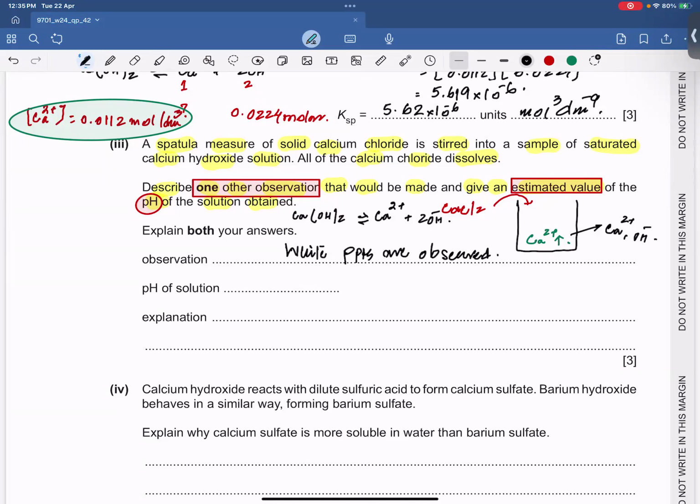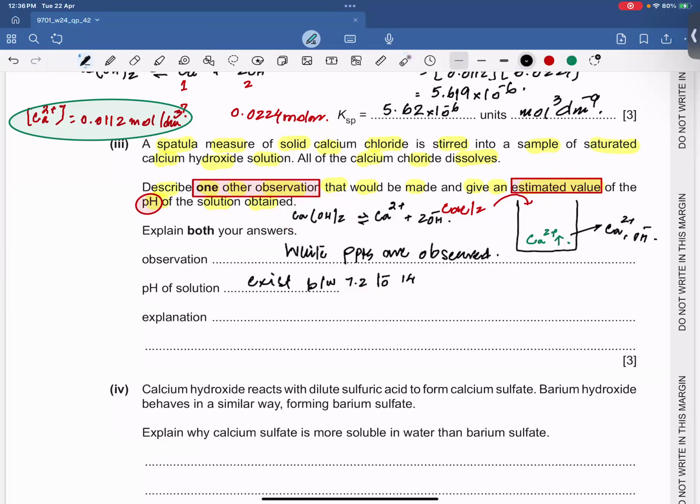pH of solution. Since this solution has calcium chloride and calcium hydroxide both, that means pH exists between 7.2 to 14. I mean, it's a weak alkali, so it has to be greater than 7.2. Okay.